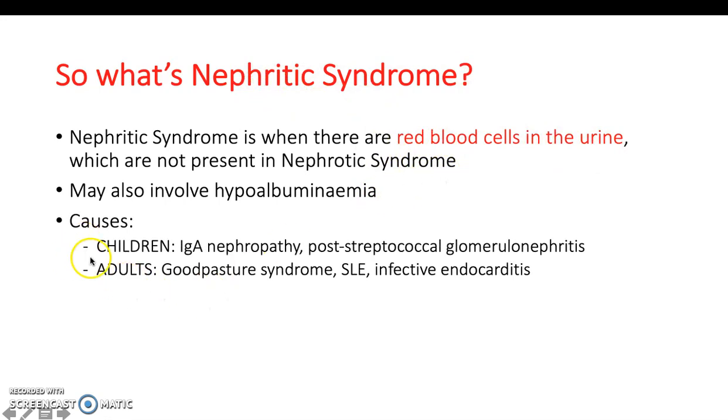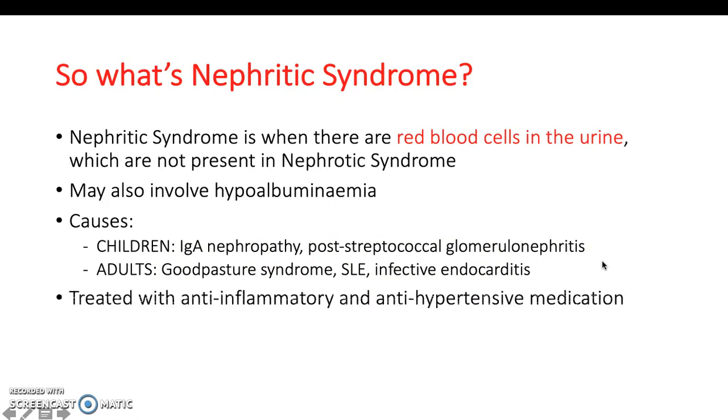So in children, these are some causes, the most common being post-streptococcal glomerulonephritis, whereas in adults the causes are slightly different. And as said, glomerulonephritis is quite a broad term for the inflammation of the glomerulus, and glomerulonephritis can either result in nephritic or nephrotic syndrome. But as said, post-streptococcal glomerulonephritis is the most common, and it's treated with anti-inflammatory and antihypertensive medication.